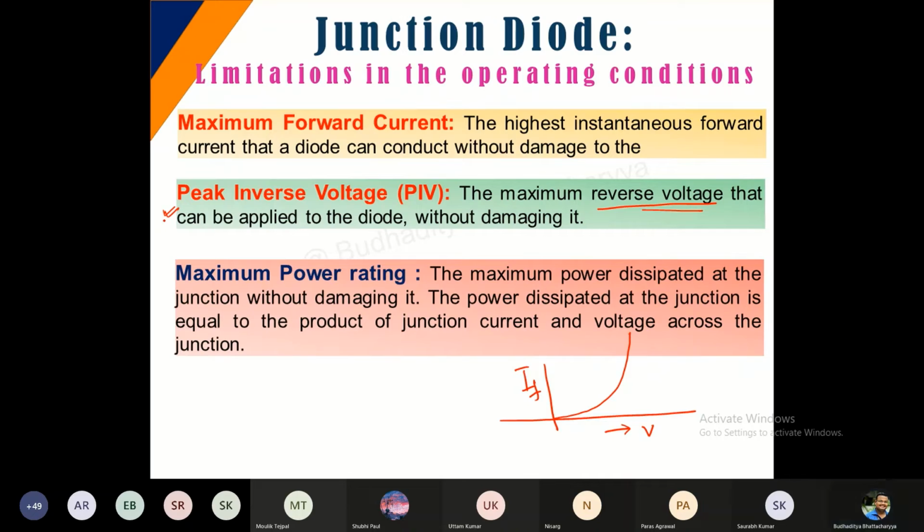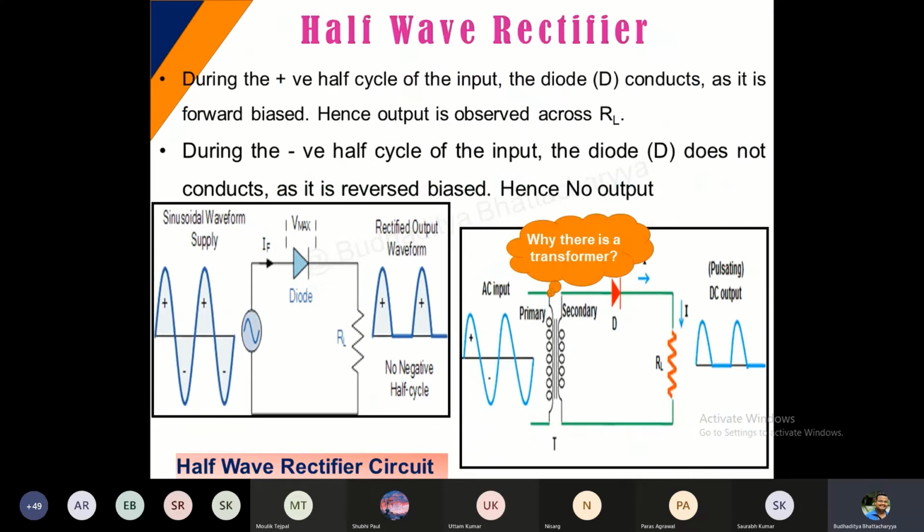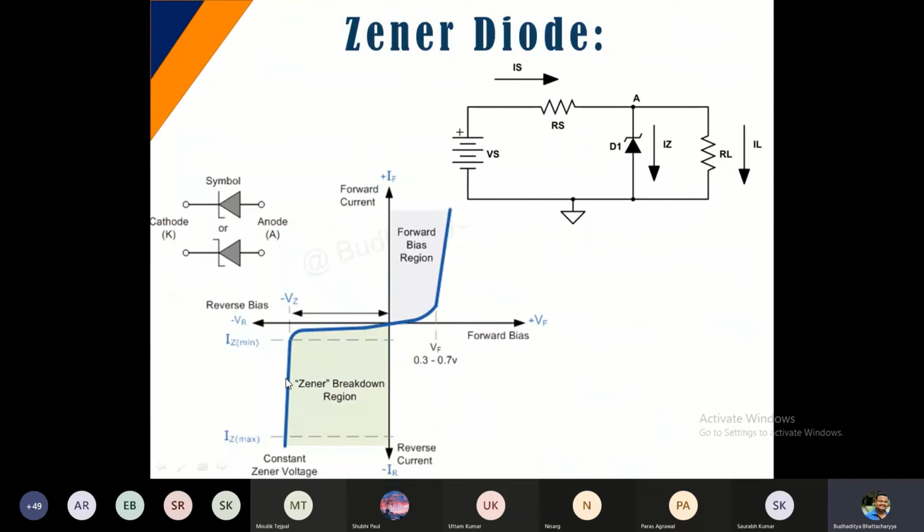Without damaging it means that, as we know, in the reverse bias condition, when we are giving the voltage source, there will be very little current. But in a Zener diode, for a specific type of diode, after a certain point there will be a huge breakdown and a huge rush of current. I'll just show you the diagram. If you see, this is called a Zener breakdown. I'll come to that if time permits.